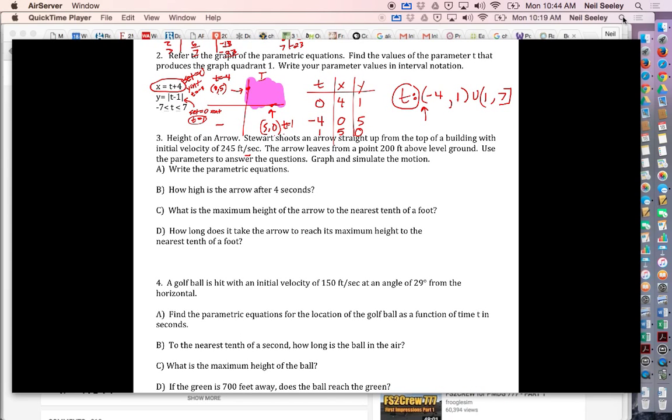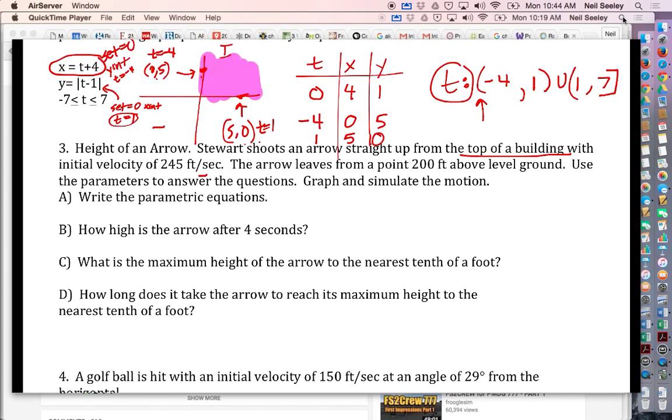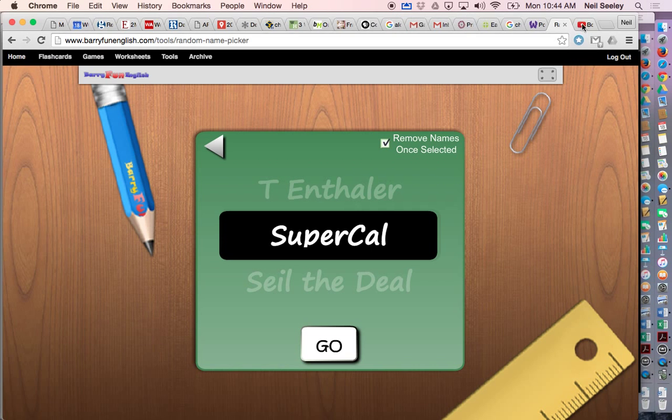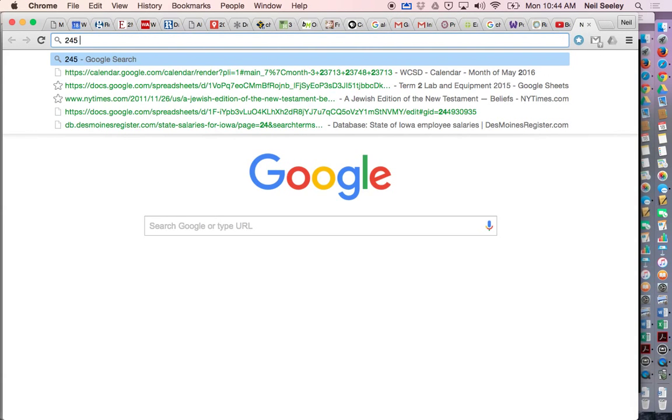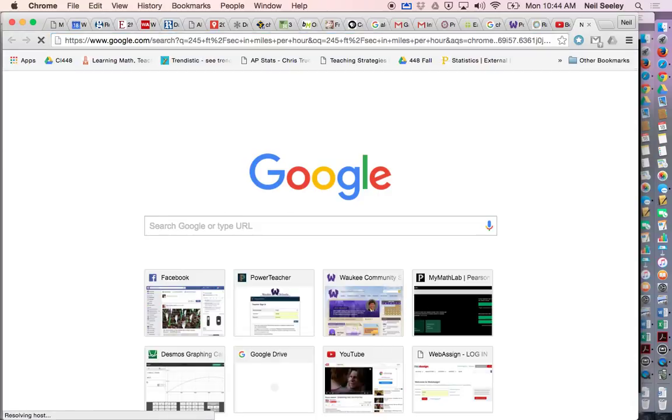All right, we get out at 48, right? So there's this guy Stuart. He shoots an arrow straight up from the top of a building, which is a really dumb idea. Golly, Stuart. Can you find some other hobby? So he shoots it with a velocity of 245 feet per second. Just to give you some context here, this is where we're going to pick up tomorrow. 245 feet per second in miles per hour. We need to know this. Come on, Google. Do your magic.